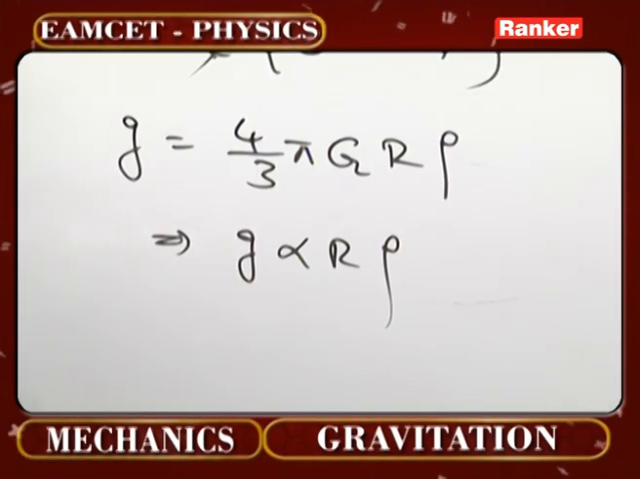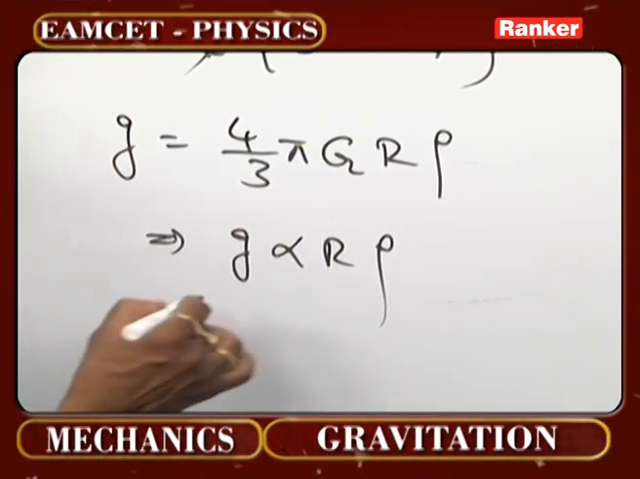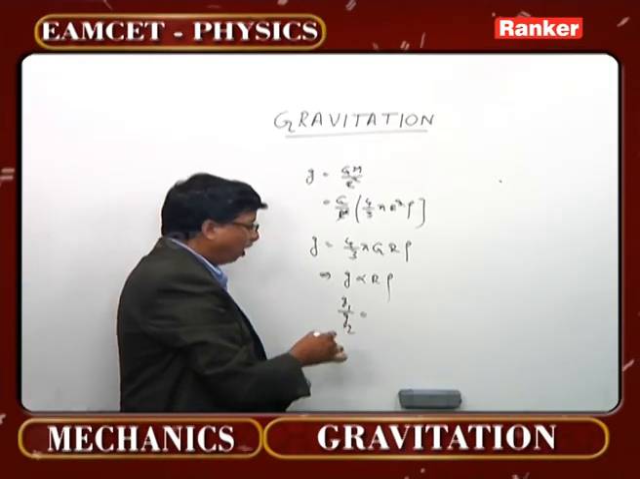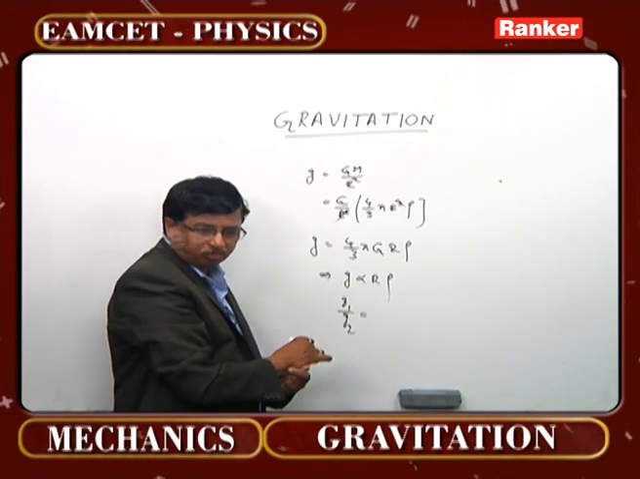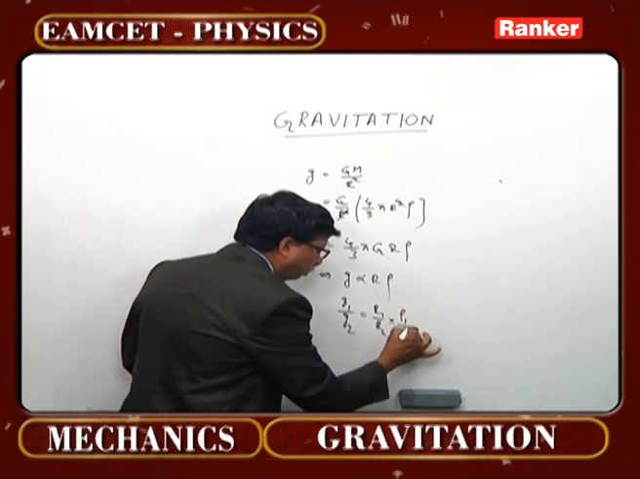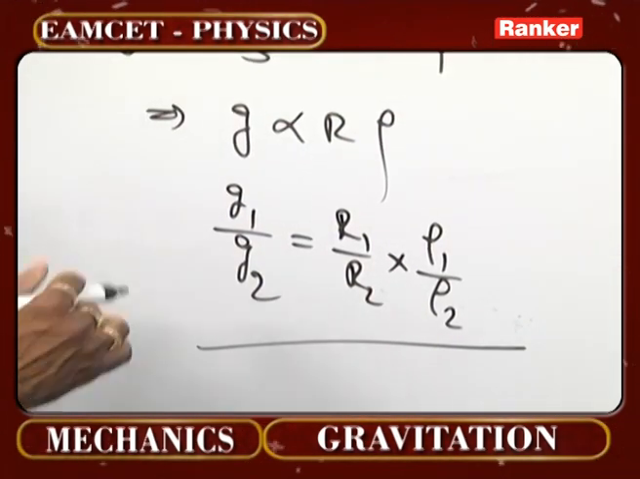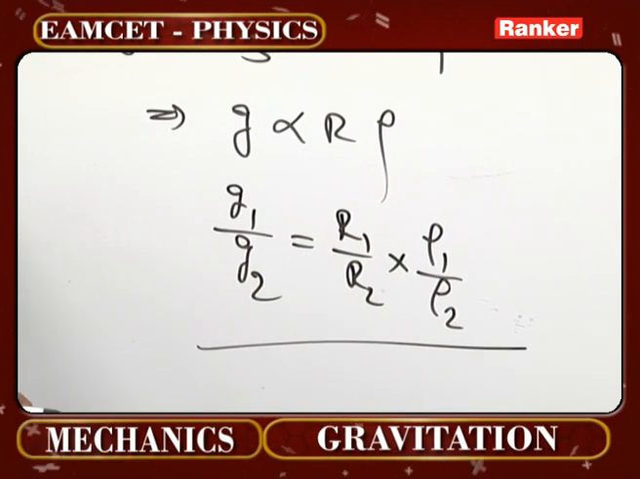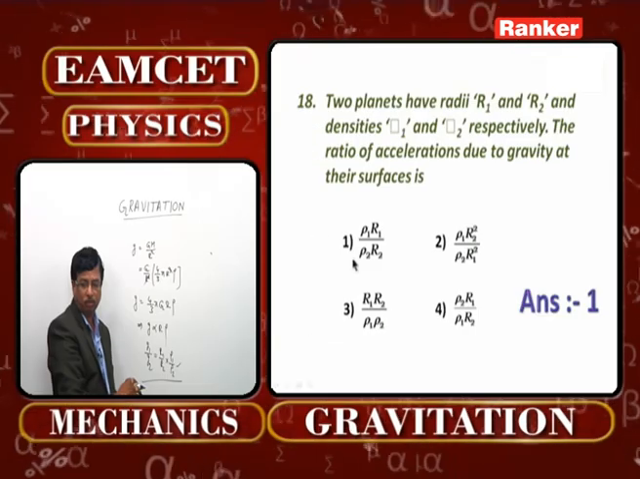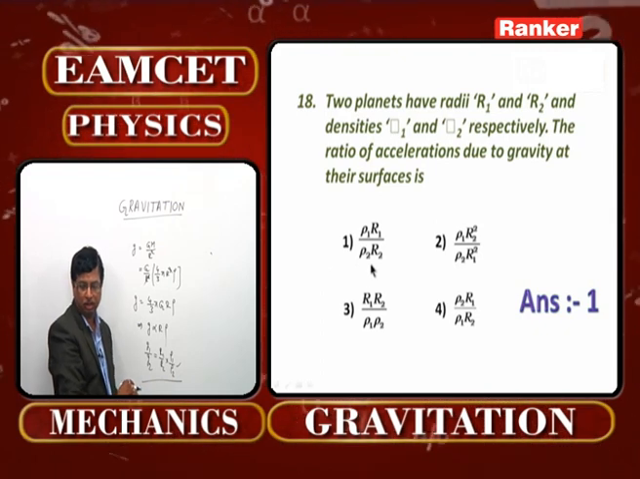So two planets have radii r1 and r2, densities ρ1 and ρ2. Then what can we write? g1 by g2, the acceleration due to gravity on the first planet by the acceleration due to gravity on the second planet, is equal to r1 by r2 into ρ1 by ρ2. This rho is generally called the average density. That is the concept you have to take. So which option is being tallied there? Exactly the same value is given as option number 1. So the first option is going to be correct for question number 18.